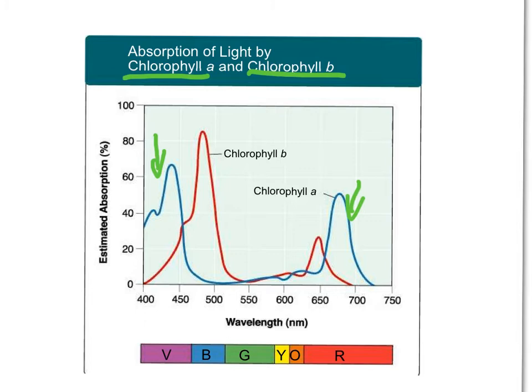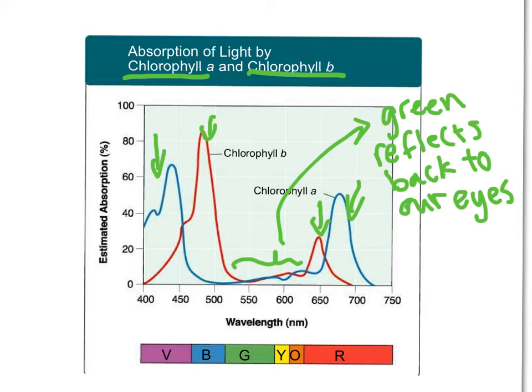And then chlorophyll B is able to absorb the blue wavelengths of light in addition to some of the orange wavelengths of light, leaving, you might notice, the green wavelengths of light which come reflecting back to our eyes, and that's what makes plants look green. So chloroplasts are filled with chlorophyll, a pigment that captures the energy in sunlight.